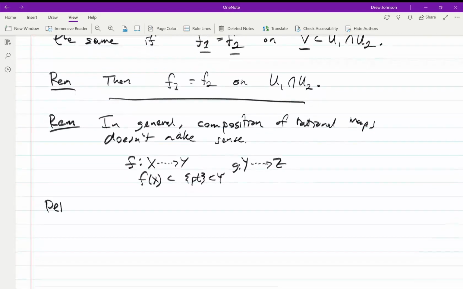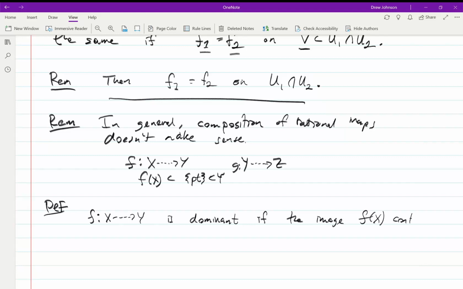So here's a definition. A rational map f from X to Y is dominant if the image f(X) contains a non-empty open subset of Y.